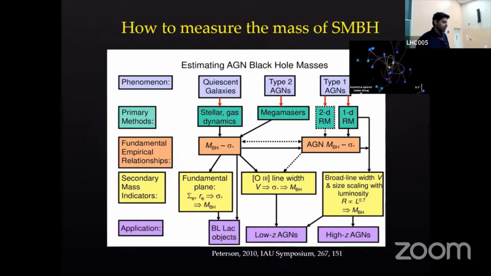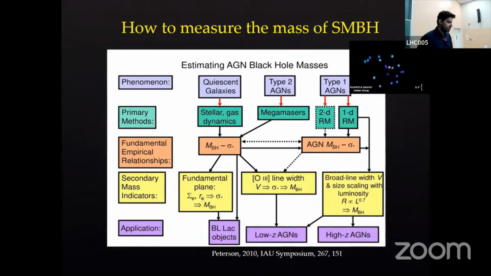But for the case of AGN, the type 2 AGN, you can use megamasers, or you can use the reverberation mapping technique. Based on these primary methods of black hole mass estimates, every time you want to make a simplified relation so that you can use it for a large sample. So we arrived at different fundamental empirical relations, such as black hole mass and stellar velocity dispersion, which I showed earlier on a slide. And this is true for AGN also. In the case of AGN, you also have an M-sigma relation. And based on this empirical relation, we also have secondary mass estimates.